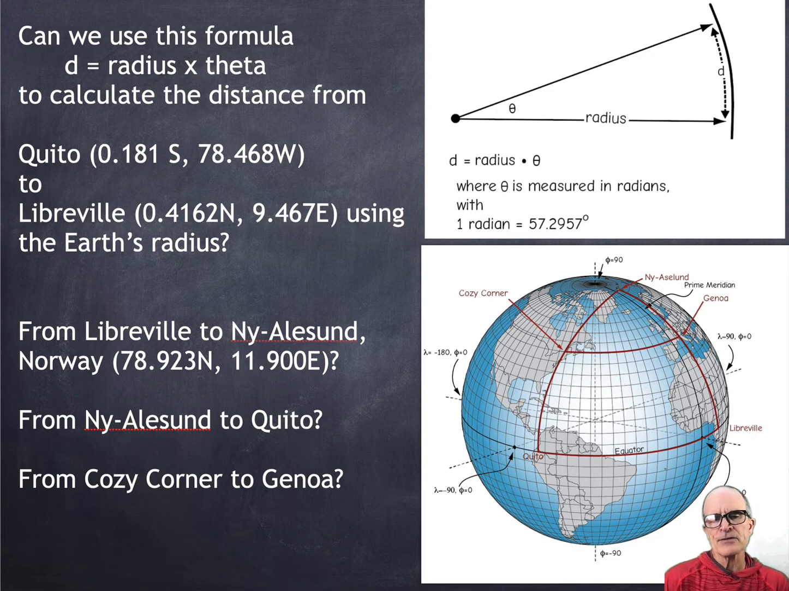We have to be careful using these formulas because they're only accurate along great circle distances. So I have a series of locations here: Libreville to Nyasaland, Cozy Corner to Genoa, Nyasaland to Quito. And so the great circle distance for this formula works. The non-great circle doesn't. This is a small circle because the lines of equal latitude are not great circles except at the equator. All the lines here, the lines of equal longitude, are great circles because they go through both poles.